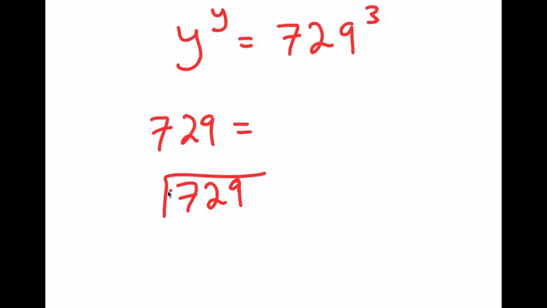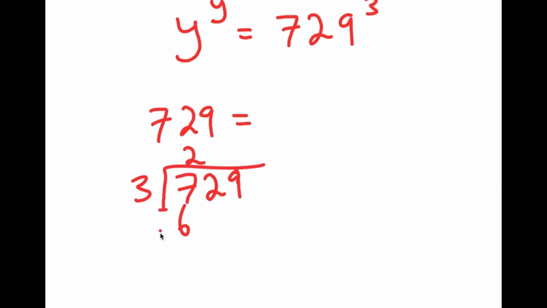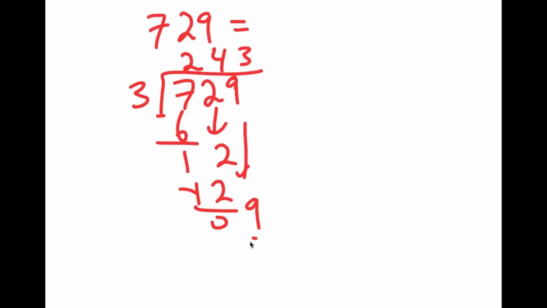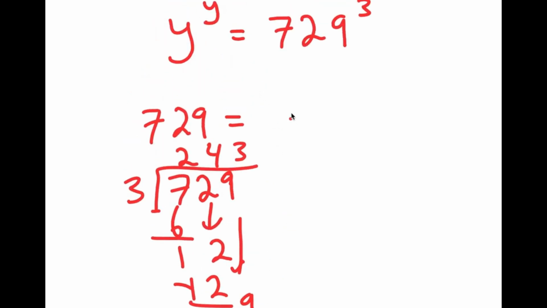So a factor of 729, let's try to divide this by 3. 729 divided by 3, we have 2 over here, so we get 6. We subtract 7 with 6, we get 1. We bring that to 2. 3 times 4 is 12. And now we bring that to 9. 3 times 3 is 9. So I get 729 is equal to 243 times 3.